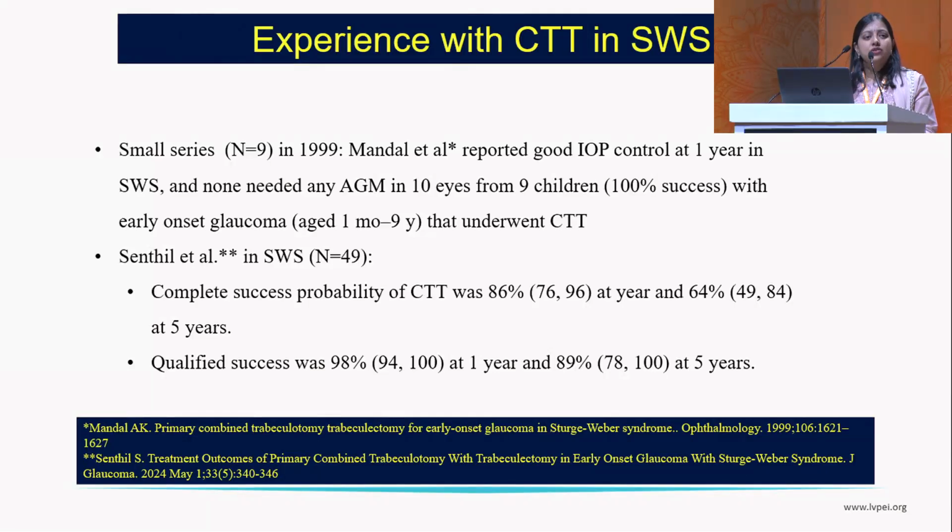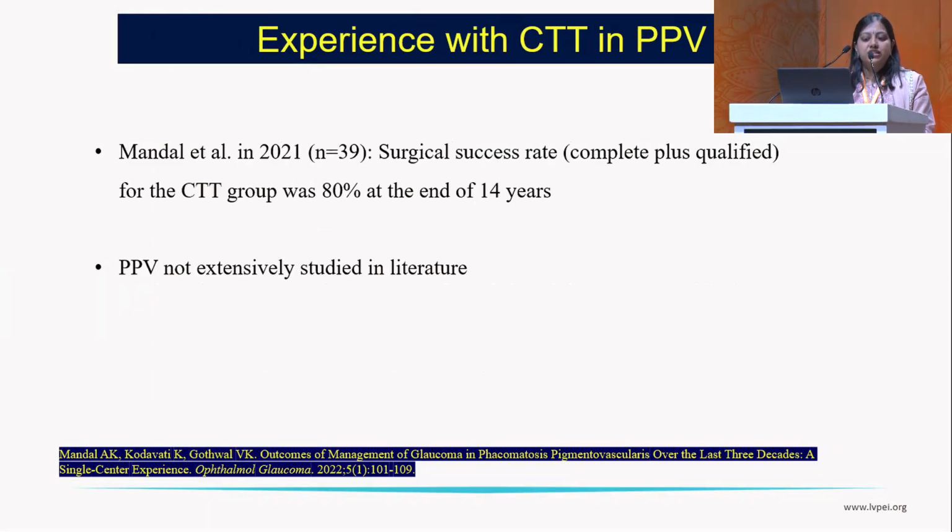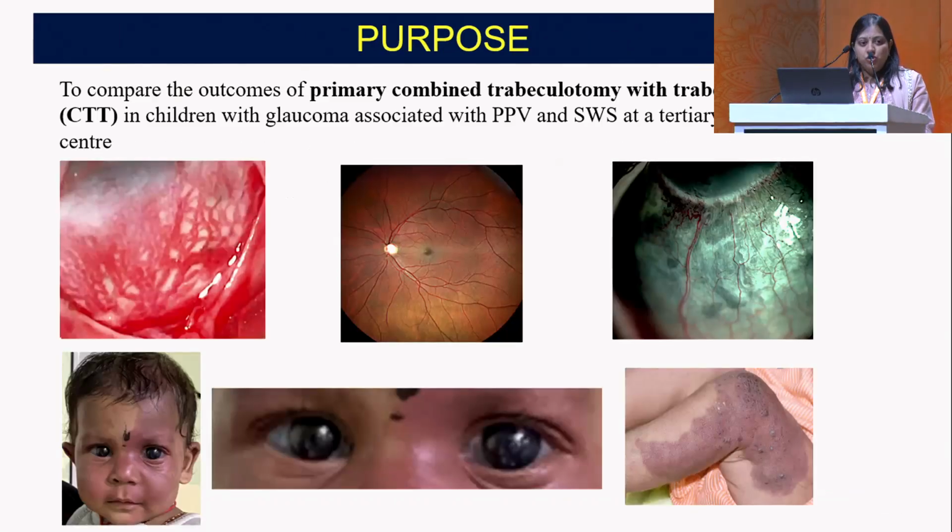So experience of combined trabeculotomy with trabeculectomy in Sturge-Weber is around 80 to 100% success in our own study, but there are only a few case reports or case series published on PPV, and the one from Dr. Mandal et al. says that it is around 80% at the end of 14 years. So though both are phacomatoses, the comparative outcomes between PPV and Sturge-Weber have not been studied. So this is the purpose of the study, to compare the outcomes of primary CTT in these children.